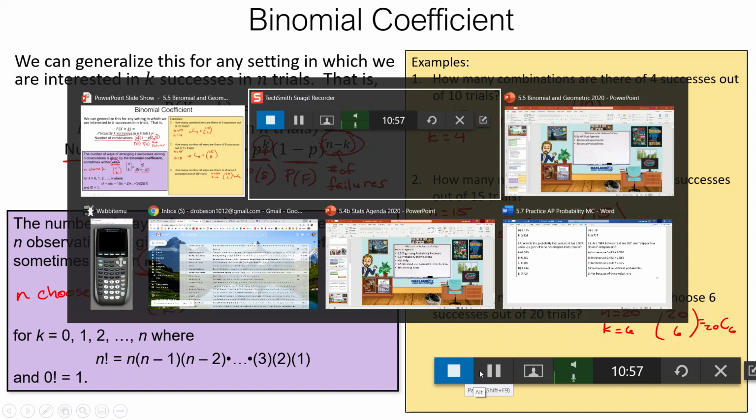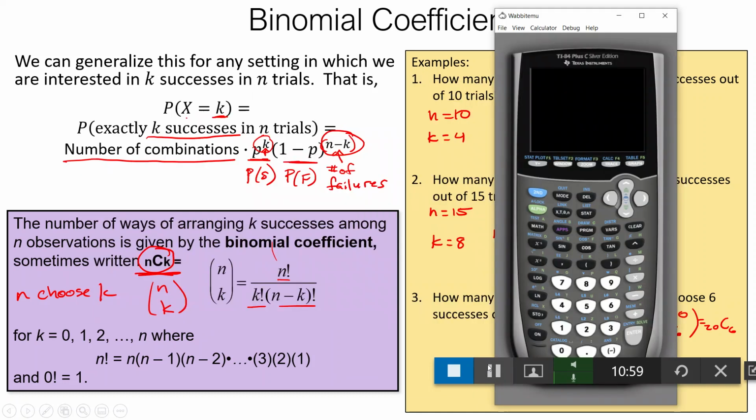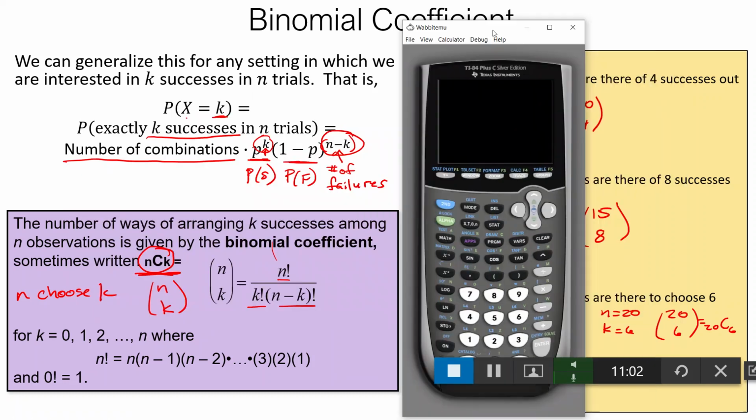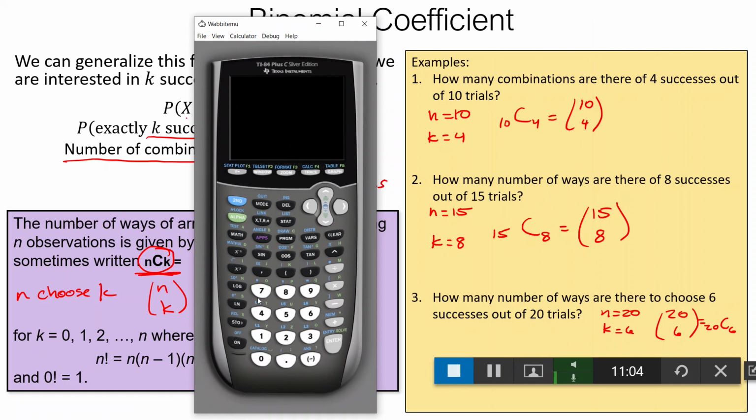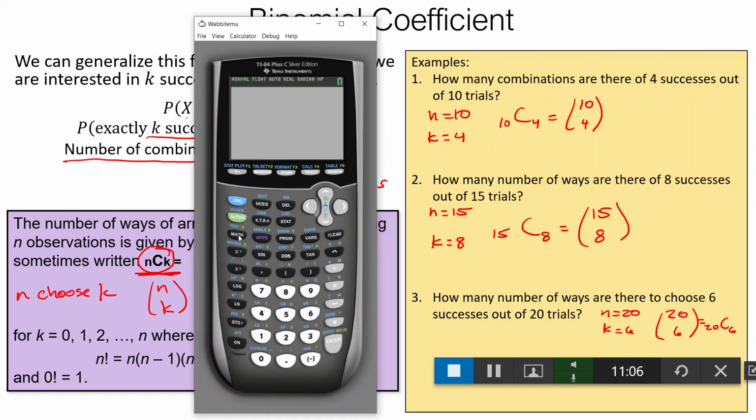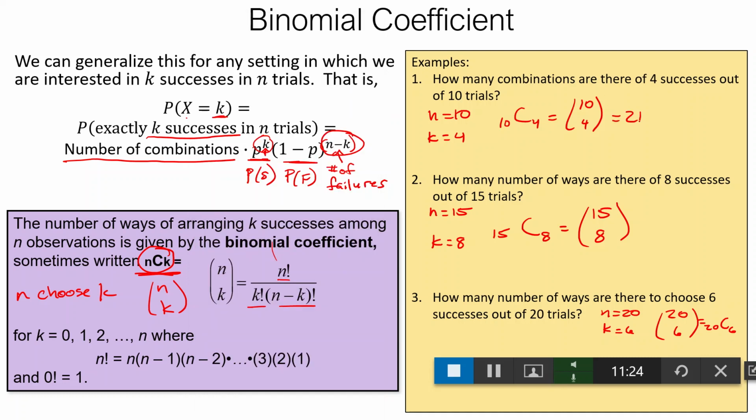All right, let's pull up our calculator here. There's our calculator, my trusty calculator. Let's go to math, over to probability. There it is, nCr. For instance, 10 choose 4 will give us 210. So that's how we do it. It's math.